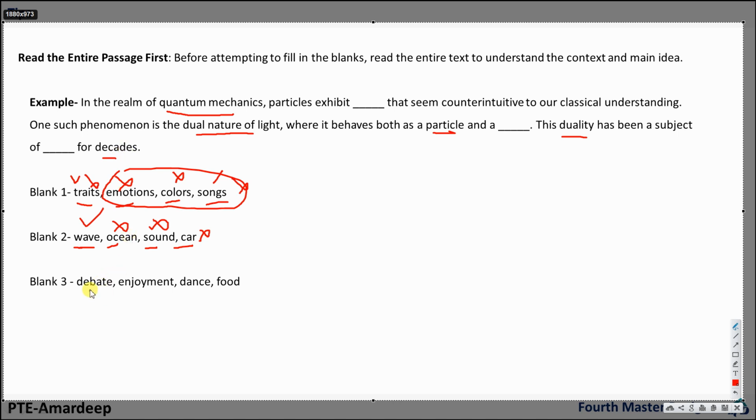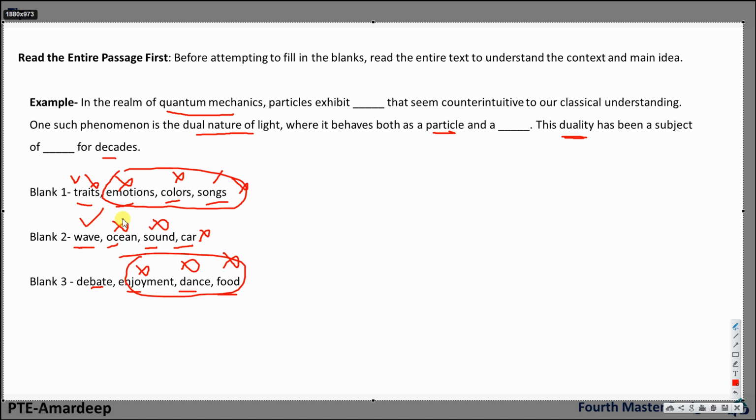Has been a subject of dash, has been a subject of debate. Enjoyment, dance, food are totally unrelated. This is a technical academic topic. A debate for decades. So, duality of light, they are talking about light here, no relation at all. The moment you read quantum mechanics, you will expect technical words here.